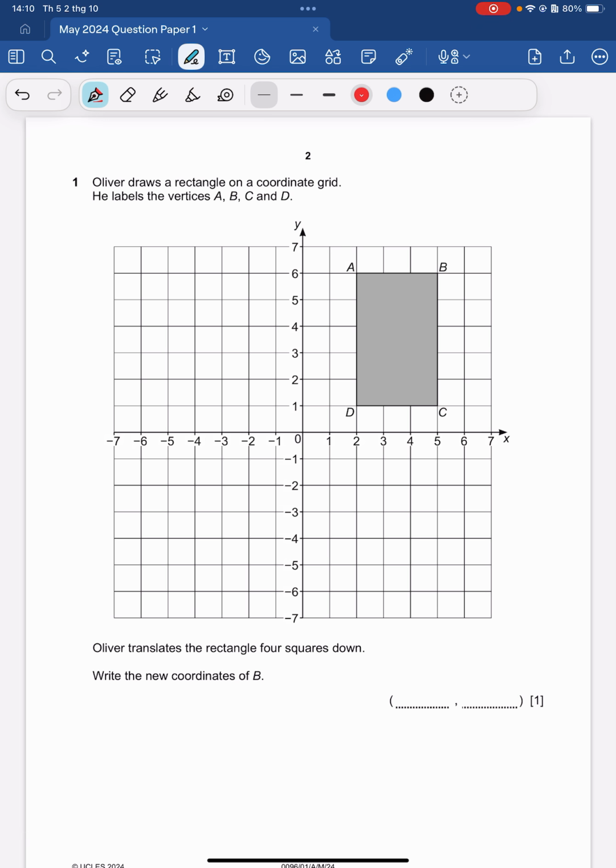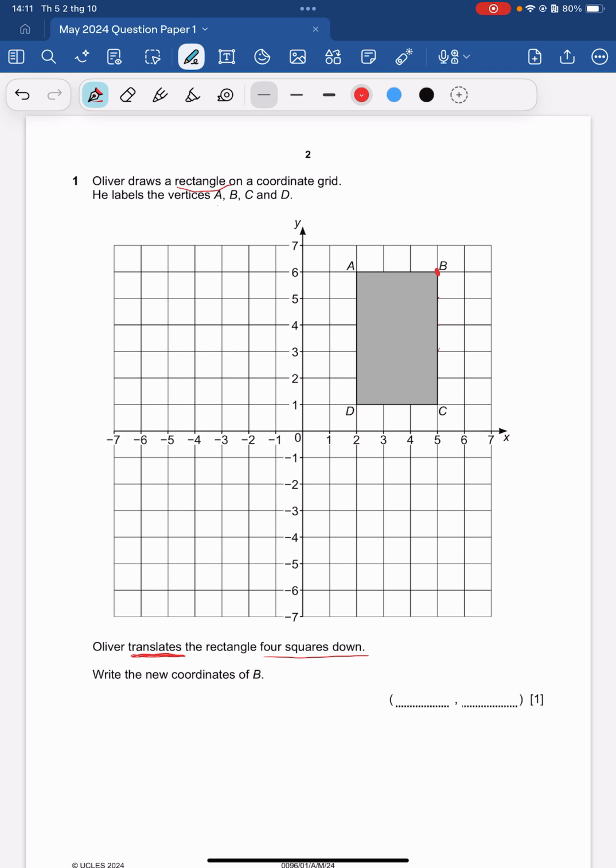Okay, we have a rectangle with vertices A, B, C, and D. Now, Oliver translates the rectangle 4 squares down. Write the new coordinate of B. Okay, so at first, we move B 4 squares down. 1, 2, 3, and 4. B is there. So now you can see the coordinate will be (5, 2). Right. And we finish the first one.